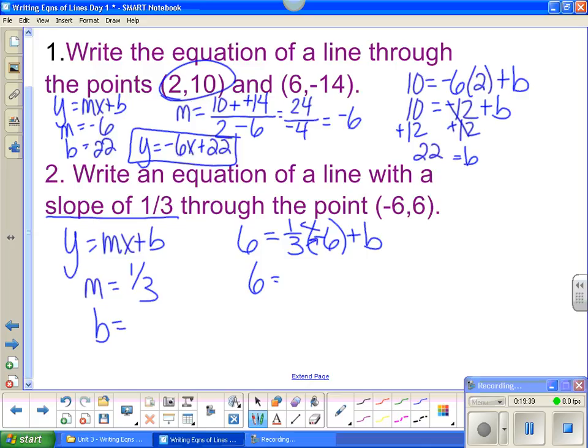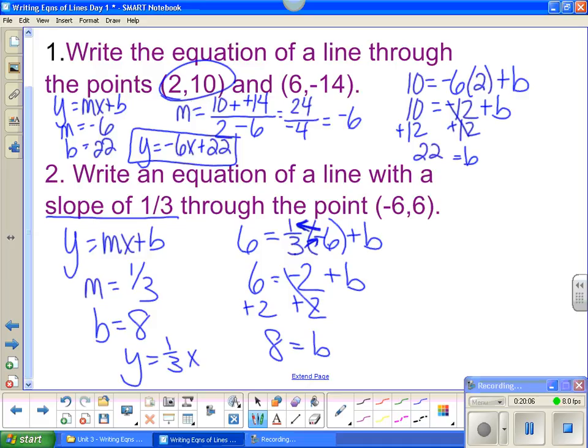Now remember my little trick here. Divide up, multiply back. 3 into negative 6 is a negative 2. Negative 2 times 1 is a negative 2. I'll do that again. 3 into negative 6 is a negative 2, and negative 2 times the 1 is a negative 2. Divide up, multiply back. b equals 8. So y equals 1/3 x plus 8.